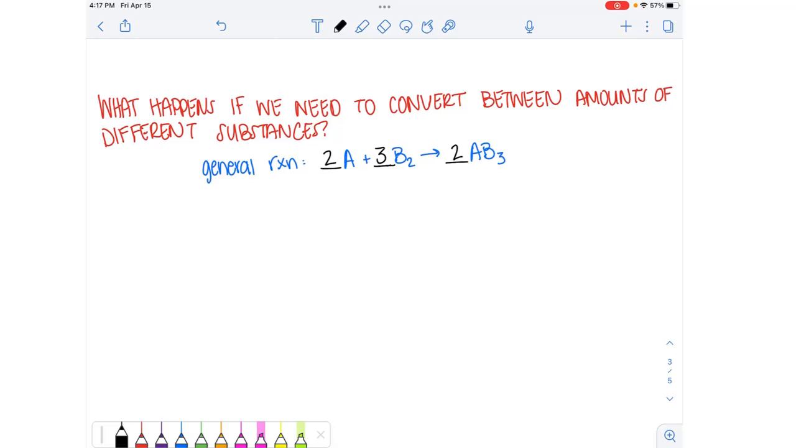The coefficients in front of each substance in the balanced chemical reaction equation tell us how many moles we need of everything here. So these values we can use as mole ratios to help us convert between different values of different substances in this chemical reaction equation. And again, your mole to mole ratio has to be from the balanced equation. Always start from the balanced equation.